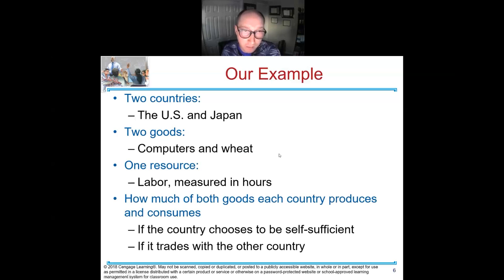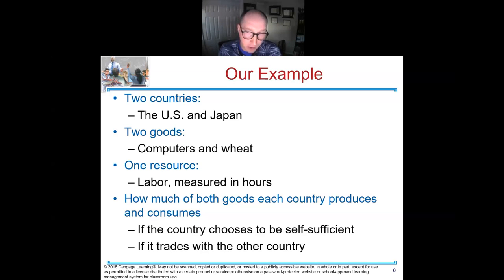Example of two other manufacturing countries, the United States and Japan. In the United States, we have plenty of wheat fields in the Midwest. Japan, experts at manufacturing, I think computers and other electronic devices. Resources involved: there's labor. Labor is measured in hours. It's the same for both countries. But we trade between the U.S. and Japan for computers and wheat. We give them wheat, they give us computers. That's a trade example, right?